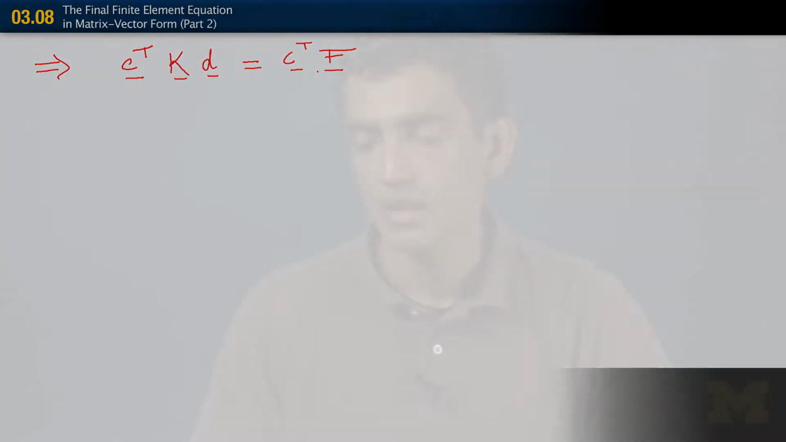Let me pull all this together and write it in a very simplified manner. Okay, so what we have here is C transpose K D equals C transpose F. Okay, this is close to the final form of our finite element equations in matrix vector form.